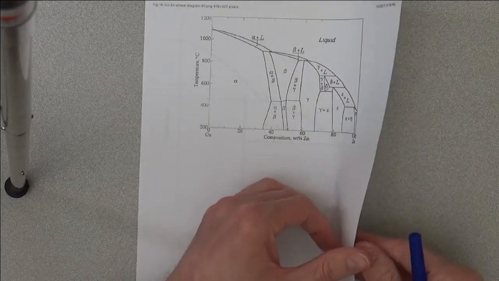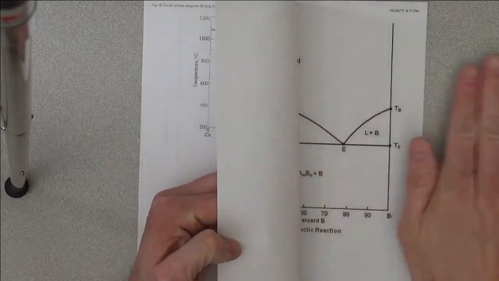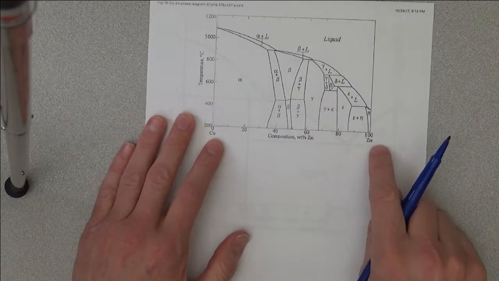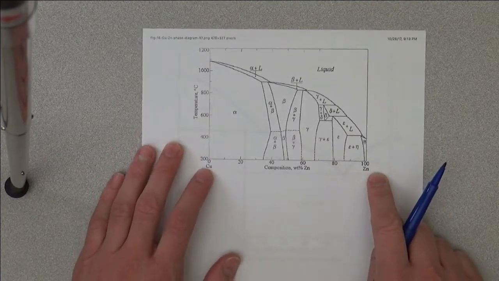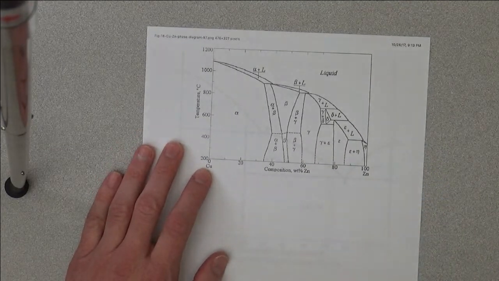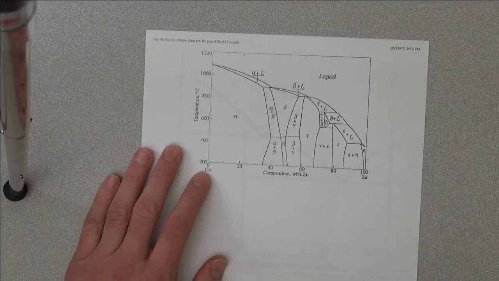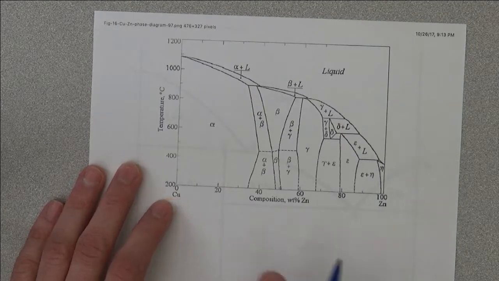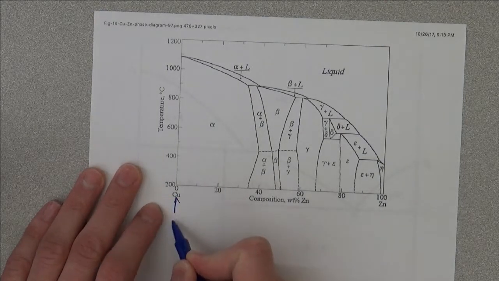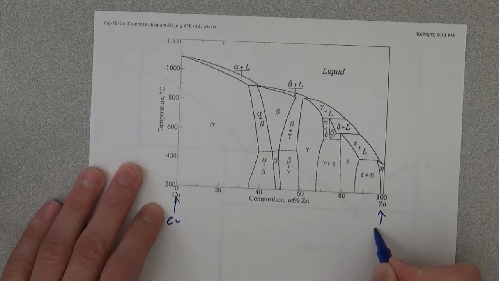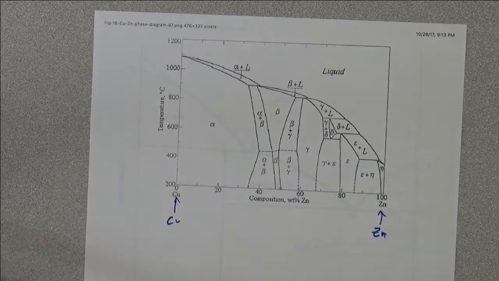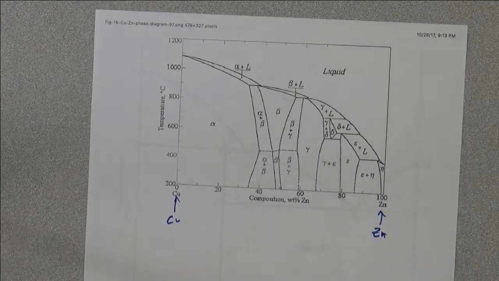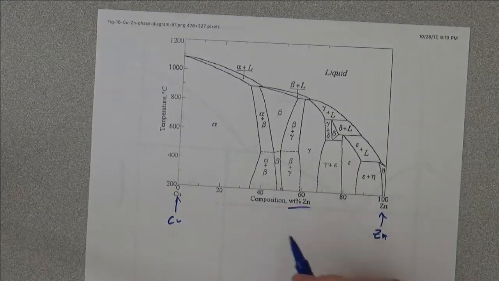This is copper zinc. So copper zinc, again, we're starting to get even more complicated. Zoom in. So copper zinc, that's copper. This is Zn. I want to point out a few interesting points here. This is weight percent zinc.